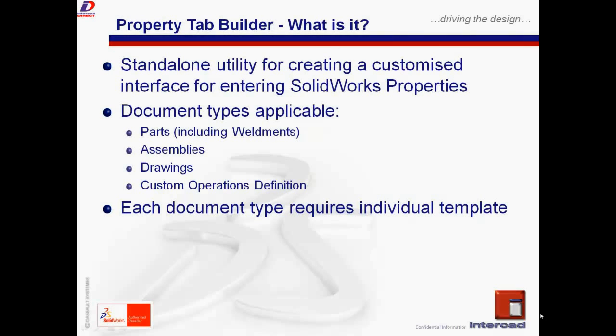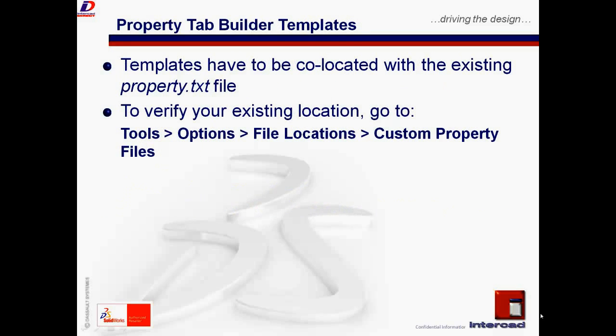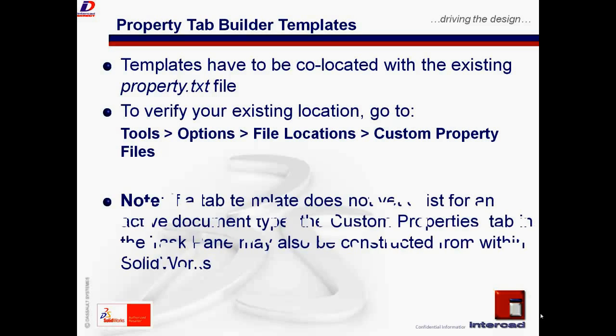So having seen very quickly the process of creating a customized interface for a SolidWorks document type, let's dwell in a bit more detail on the template itself. For starters, the template locations need to be very specific. It's got to be in the same location where the property.txt file is located. And of course, if you are not sure where this file is located, it's probably located in your default SolidWorks folder, and that can be verified by going to Tools, Options, File Locations, Custom Property Files.